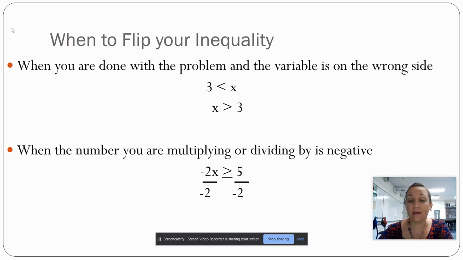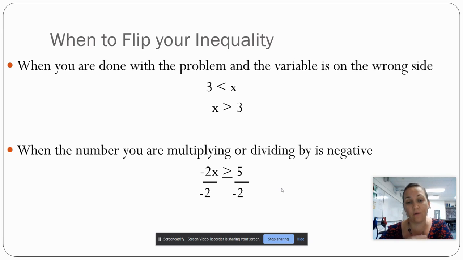Now, as soon as I write down that I'm dividing or multiplying, I check to see the number that I'm moving. So, in this problem, I am moving a negative 2. That's the number that I divided by on both sides. That's why it's going to be flipping the inequality. So it's all about the number that you're moving.